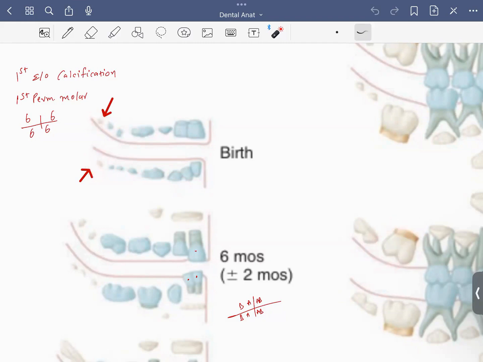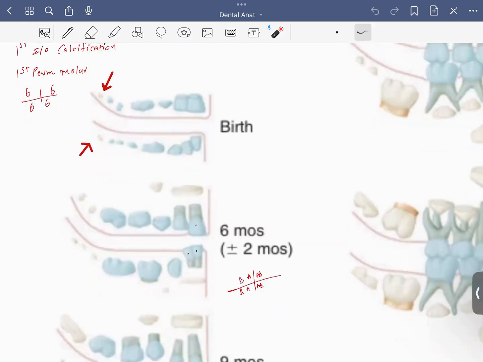So birth is a landmark for what development? At birth you'll have the first evidence of calcification for the first permanent molar, both upper and lower. So if you're given an image like this, where you see initiation of the calcification of the permanent tooth, only one or two dots, that means that is the time of birth. All right. So that is one.